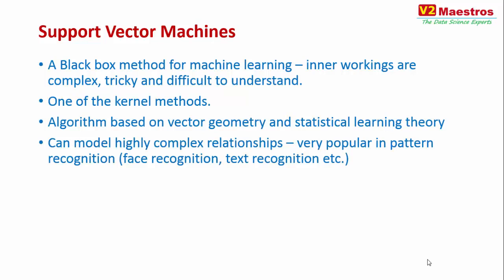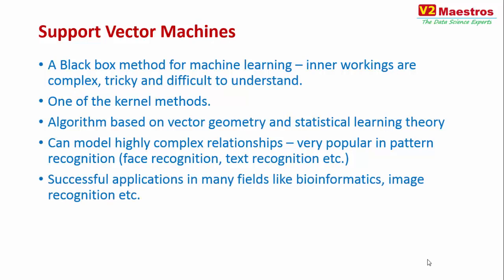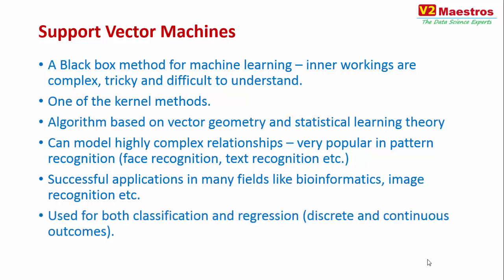It can model really complex relationships, and it is very popular for usage in pattern recognition, like facial recognition and text recognition and those kinds of areas of machine learning. Not really in business situations, but in these kinds of pattern recognition situations is where support vector machines are usually used. And successful applications of support vector machines happen in bioinformatics and image recognition, those kinds of areas. It is used for both classification and regression problems, for both discrete and continuous outcomes. They are also pretty popular in these areas.